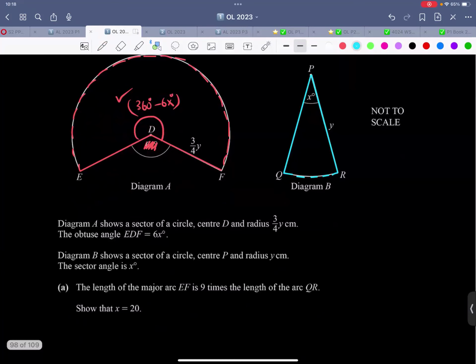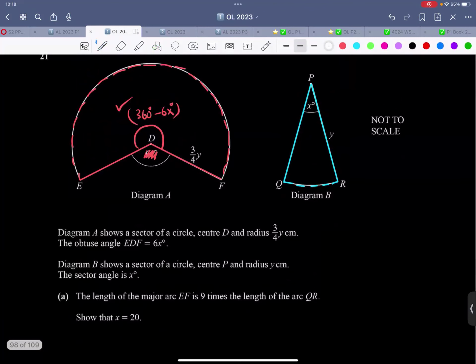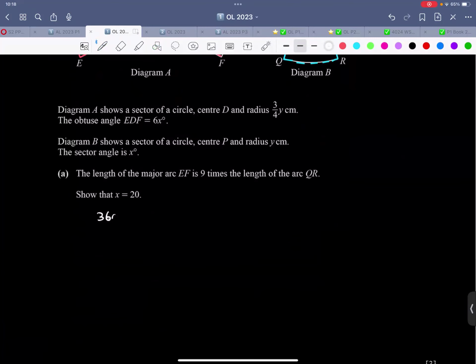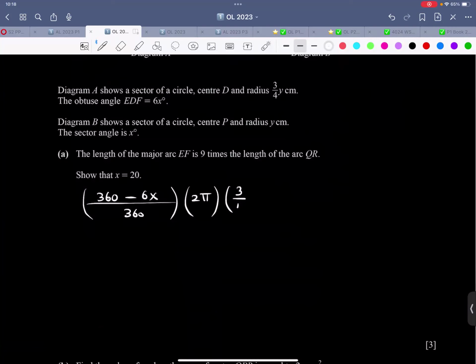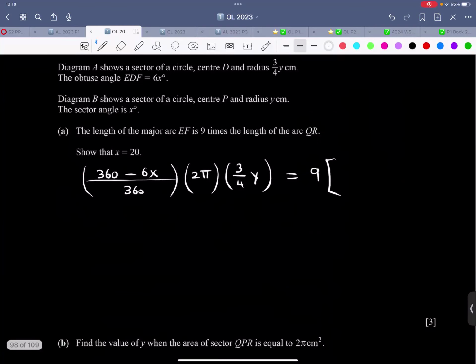So now it says the length of the major arc is 9 times the length of arc QR. So the length of the major arc is (360 minus 6x) over 360, there's no need of writing the degree sign when doing the calculation, into 2 pi r, where r is 3 over 4 y. This equals the length of QR, but there is a 9 over here. This is x over 360 into 2 pi into y.